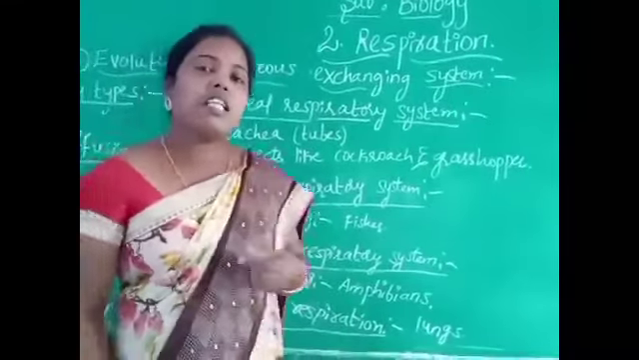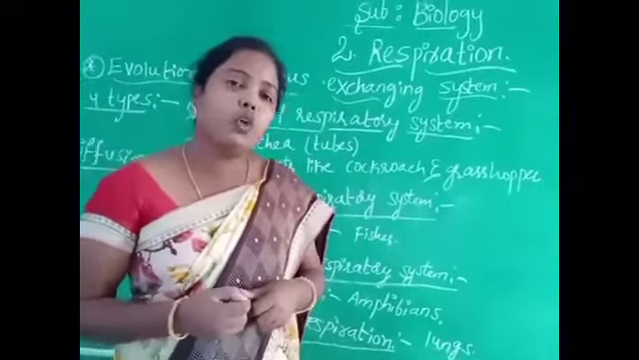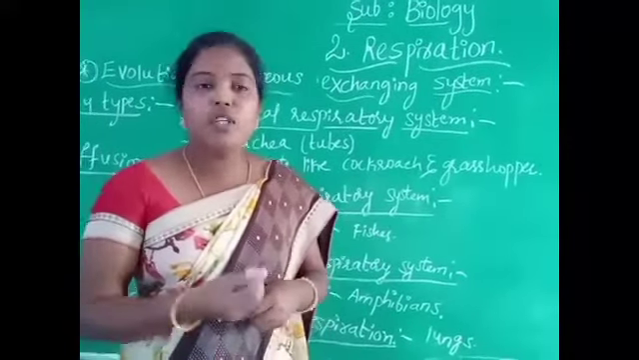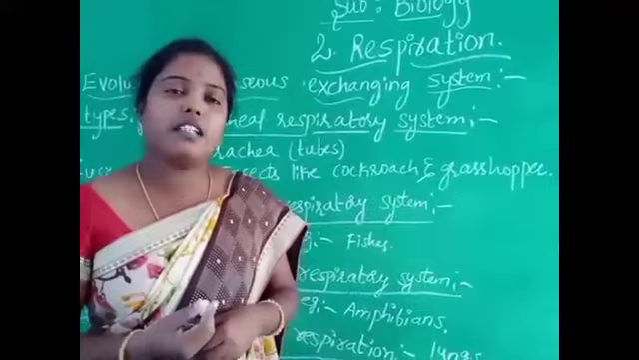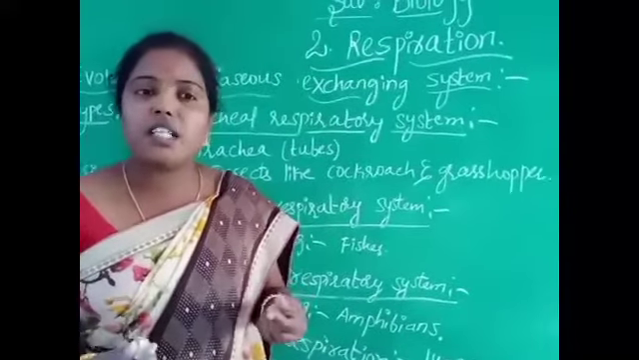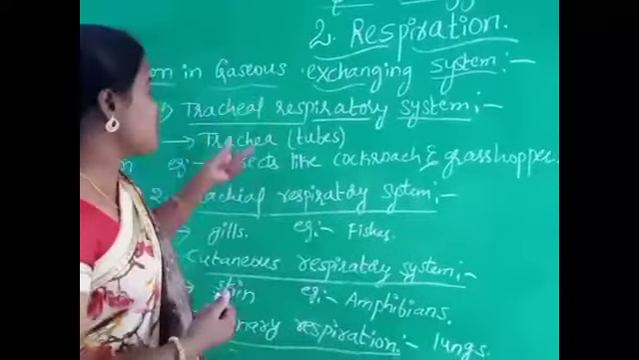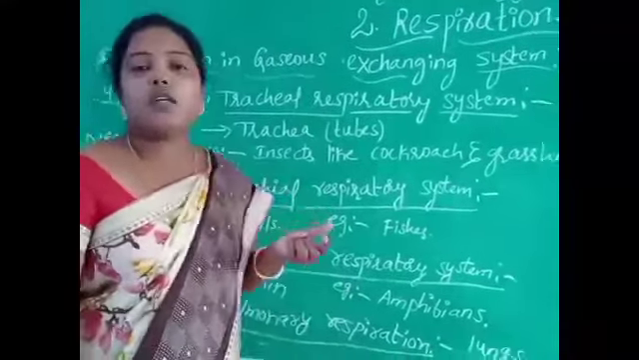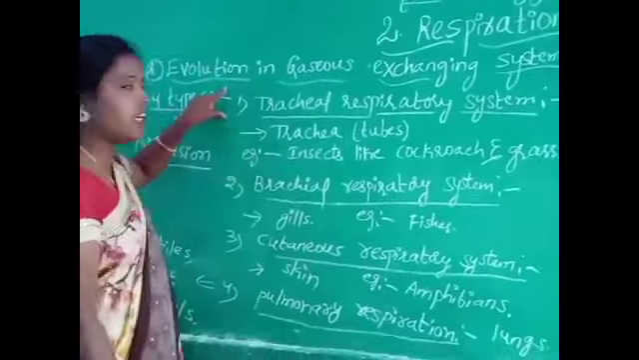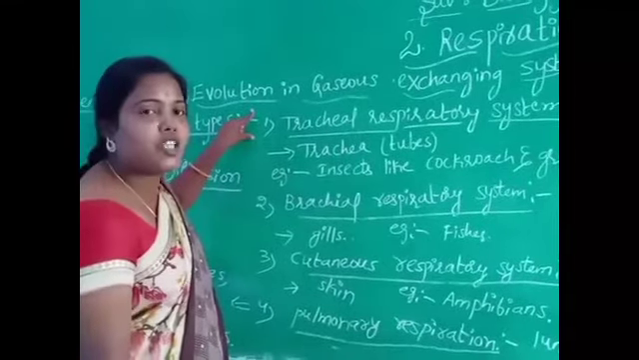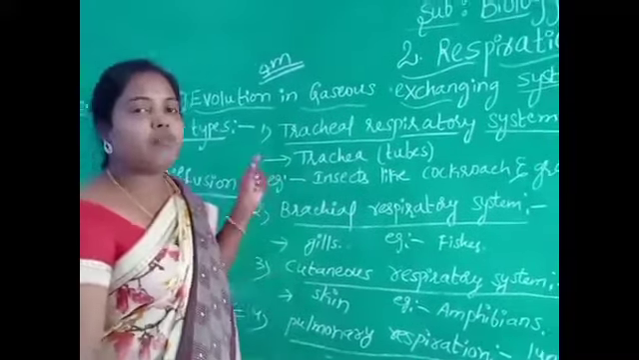But in multicellular organisms like animals and human beings, specialized structures are present to perform the respiration process. In unicellular organisms, the skin carries out respiration. But in multicellular organisms like animals and human beings, different body parts are located to carry out respiration. Okay, so in this chapter we will discuss some respiration processes which occur in multicellular organisms. In multicellular organisms, the respiration process is mainly classified into four types. Very important 4 marks question.